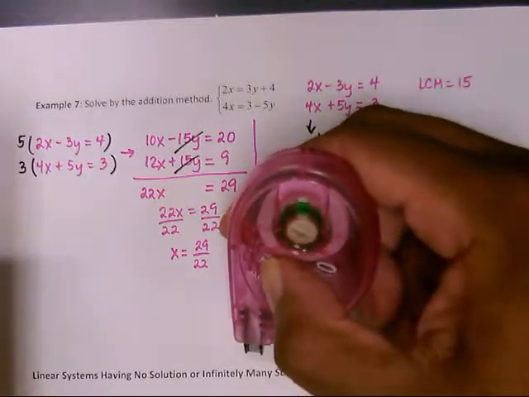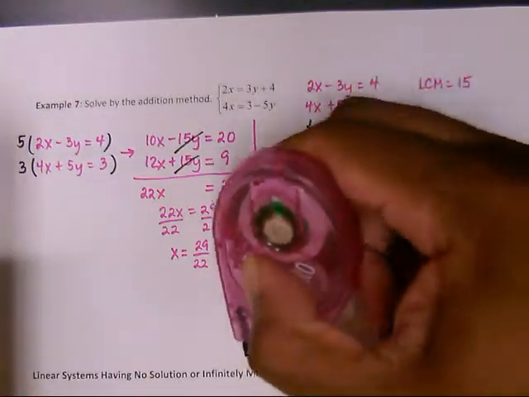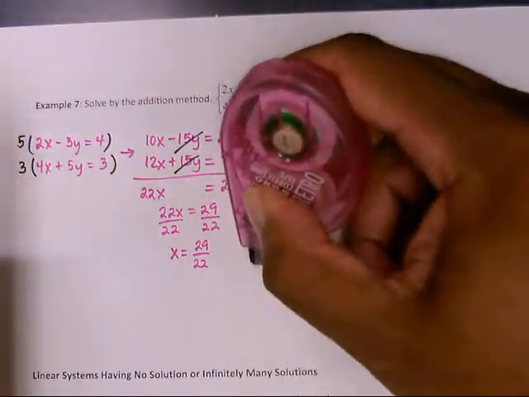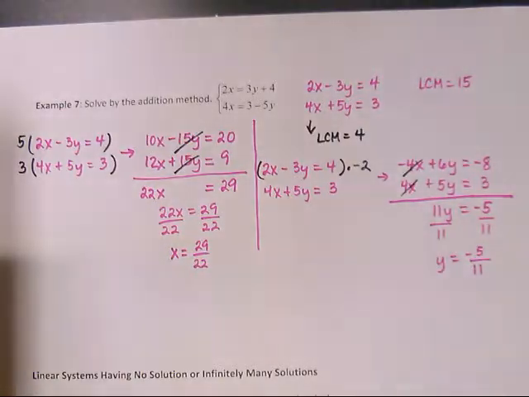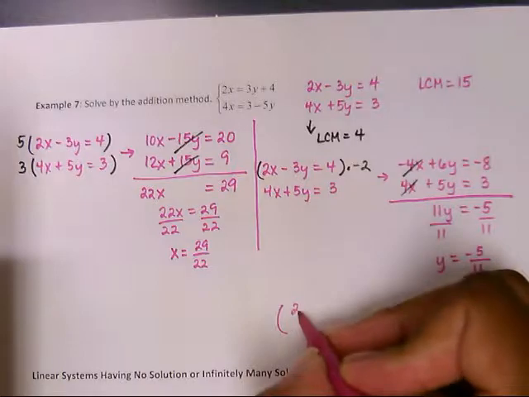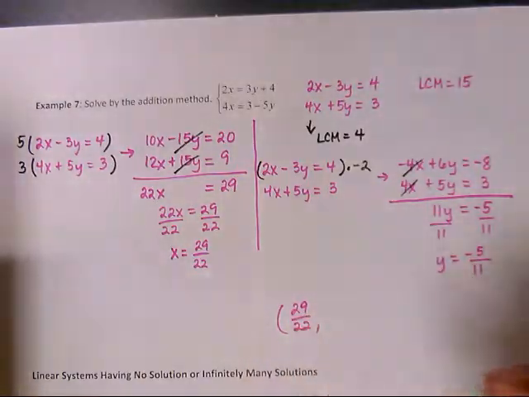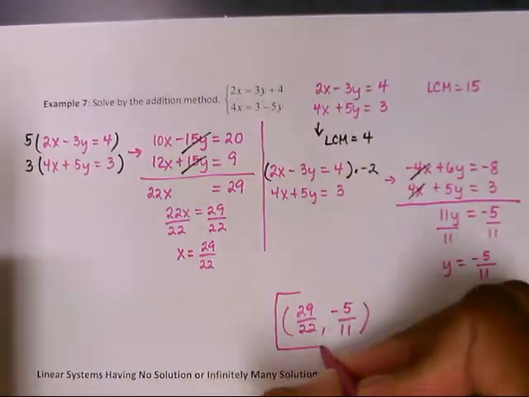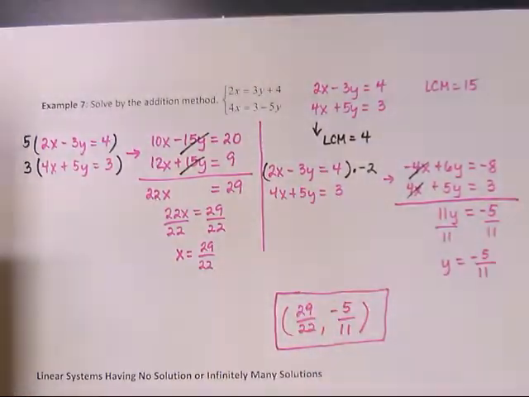So in this case here, my x value was 29 over 22, and my y value was negative 5/11. So here, that solution would be the ordered pair 29/22 and negative 5/11. Okay. So that's the solution to this system of linear equations using the addition method. Okay.